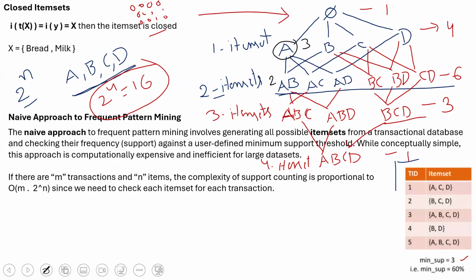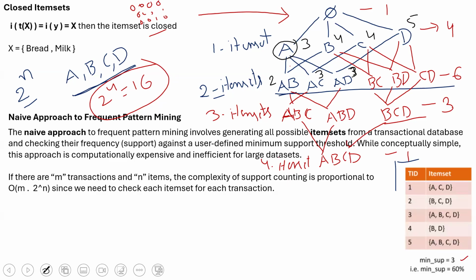Now what is the support of B? In how many transactions has B happened? 4, right? 1, 2, 3, 4. In how many transactions has C happened? 4. In how many transactions has D happened? 5, right? Fine. And in how many transactions has AC happened? 3. In how many transactions has AB happened? Here and here, only 2 transactions. In how many transactions has AD happened? AD, 3, right?